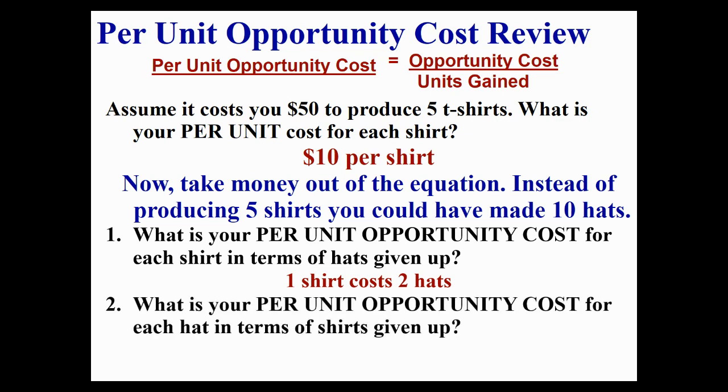So what is your per unit output cost for each hat in terms of shirts given up? Well, now we essentially do the inverse. If one shirt costs two hats, then one hat costs half a shirt. Okay. So that is calculating opportunity costs. Here we're not using dollars; we're talking about the cost of one shirt in terms of hats, and the cost of one hat in terms of shirts, to see what you have to give up. What your next best alternative is of producing a product.